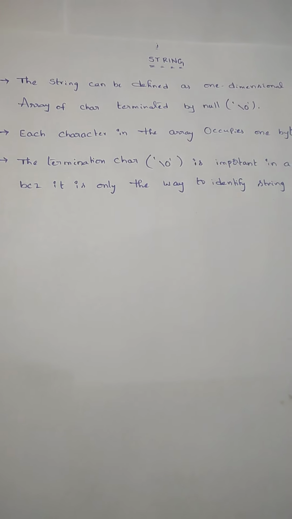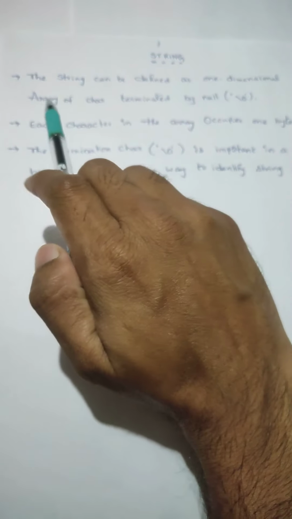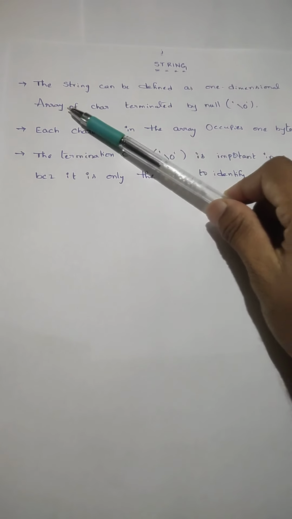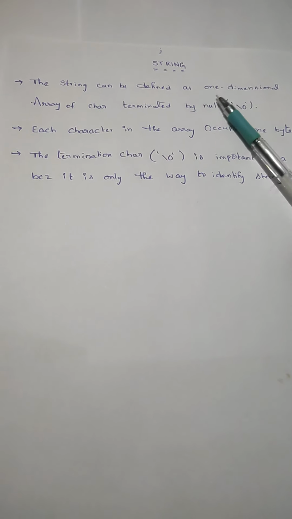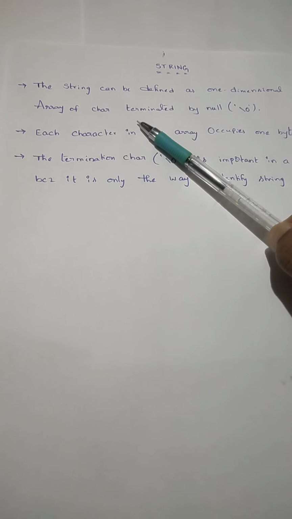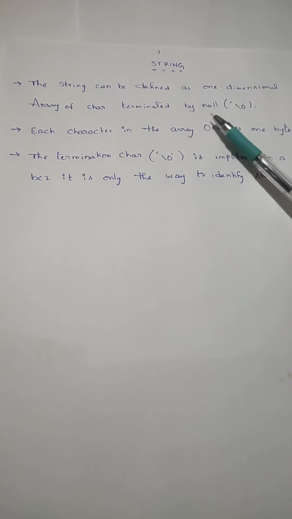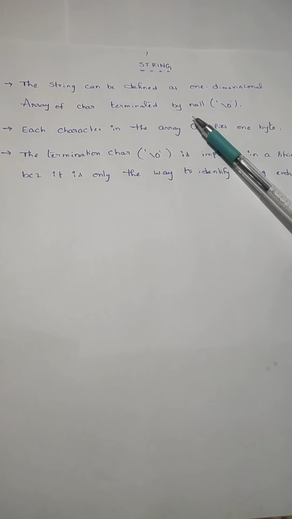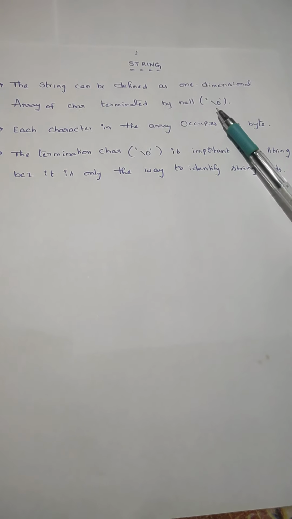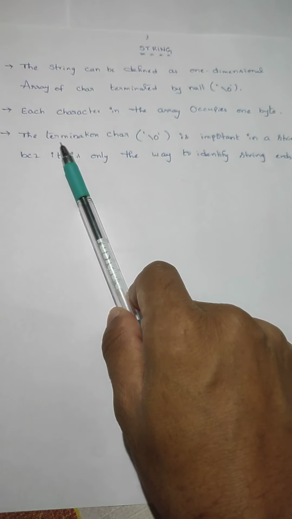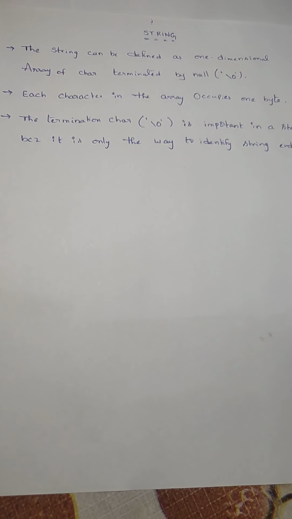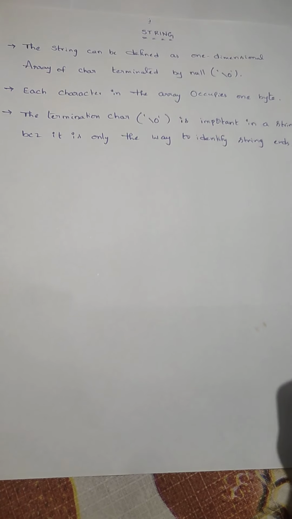A string can be defined as a one-dimensional array. From the C programming point of view, a string is a one-dimensional array of characters terminated by a null value. That null value is indicated as \0. Each character in the array occupies 1 byte, because the size of a character is only 1 byte.